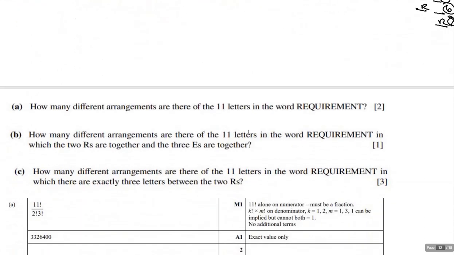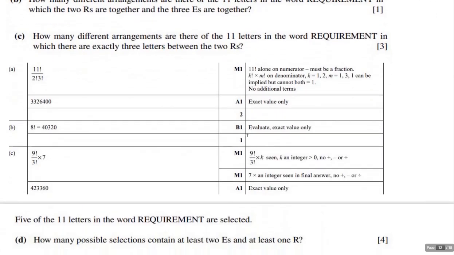All right, so let's see. Again, you can see 11 factorial over 2 times 3 factorial. That's all they're looking for, and a number. 2 points. Part B, 8 factorial. They're looking for a number. 1 point. Here you can see where if you did 9 factorial divided by 3 factorial and then multiplied it by something, you would get a method point.